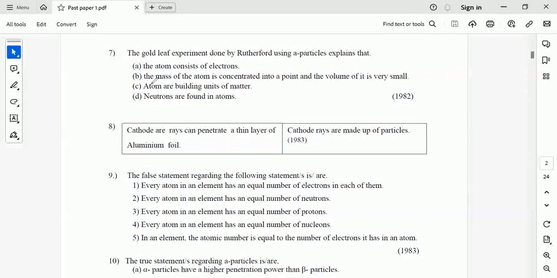Here, the gold foil experiment done by Rutherford using alpha particles did not explain that the atom consists of electrons. Rutherford explained an atom with a nucleus and large empty space. This is a positively charged nucleus and large empty space. It does not contain electrons. The mass of the atom is concentrated into a point and the volume is small. Yes, it is true. B is true. Atoms are made of indivisible matter. But that was a postulate of Dalton, not Rutherford's gold foil experiment. C is wrong. Neutrons. Rutherford didn't say anything about neutrons. It is also wrong. Okay, so only answer B. Therefore, the answer should be 5.